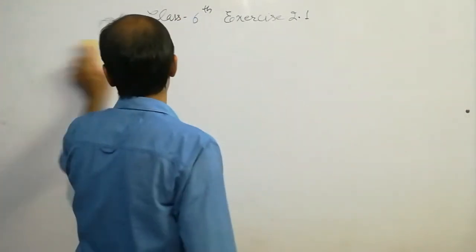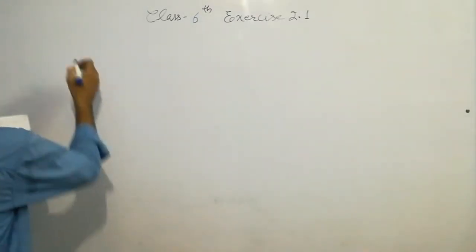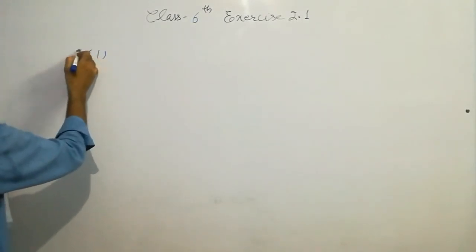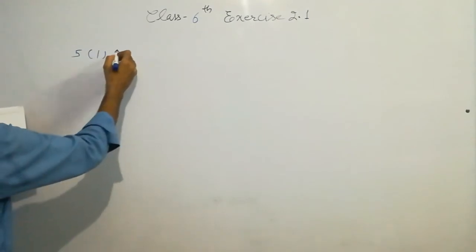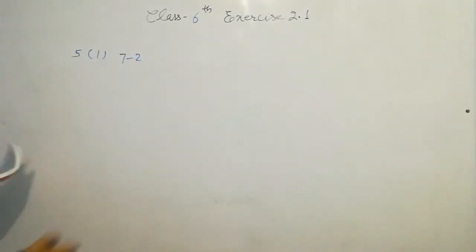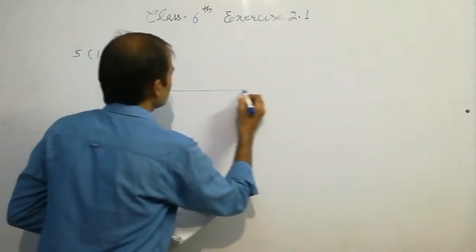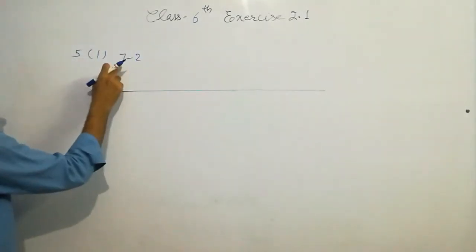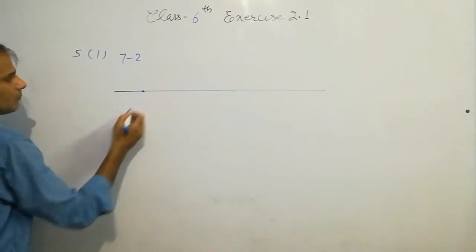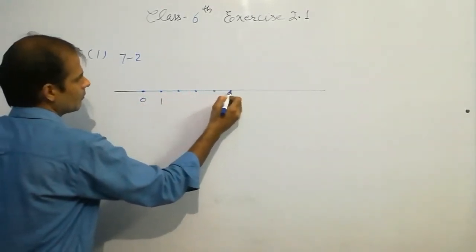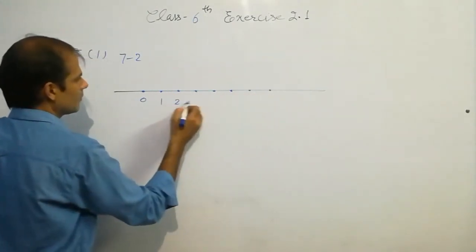Now question number 5, it is related to subtraction. First part is 7 minus 2. Okay, so you know 7 minus 2 is 5 simply. So this is the bigger number, means you have to mention up to 7 numbers. 0 1 2 3 4 5 6 7.